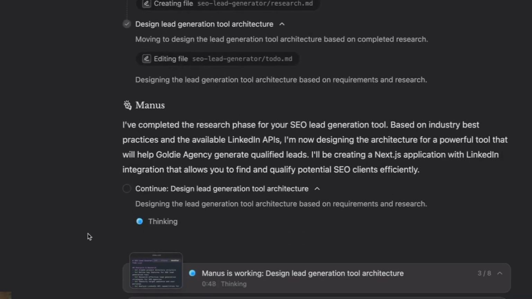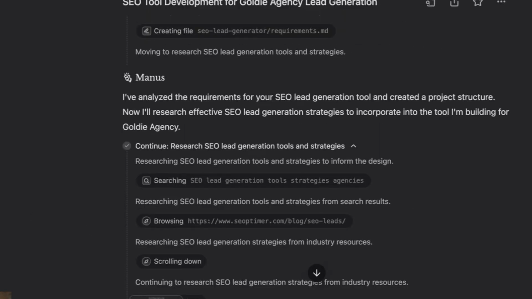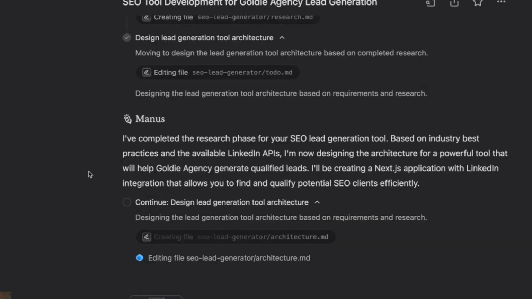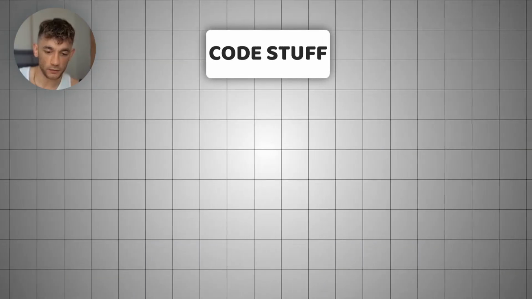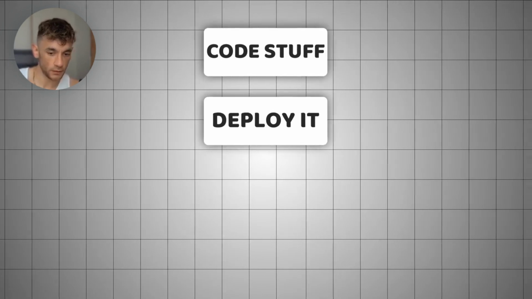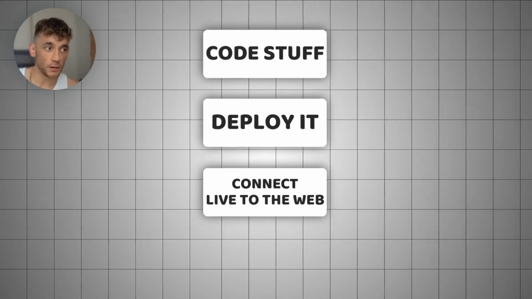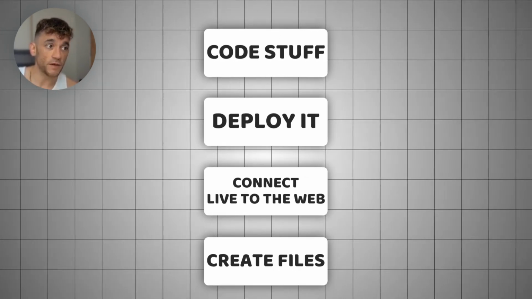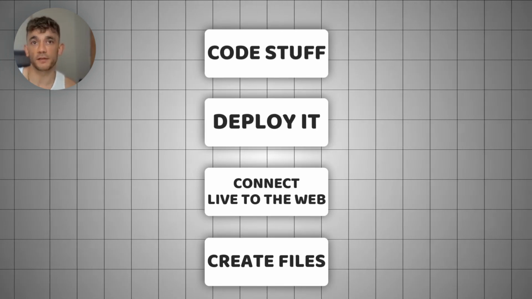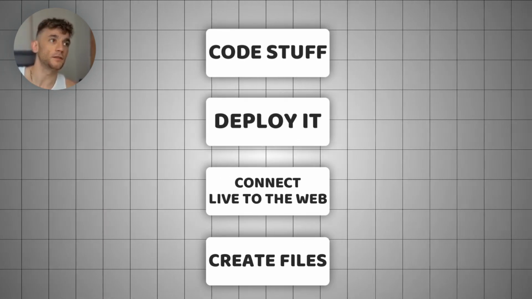actually does it. Like, what other AI tool on the planet do you know of that can do that? Right? Which tool on the planet do you know that can, number one, go off and code stuff. Number two, deploy it. Number three, connect live to the web. Number four, create files. And number five, give you something that's actually personalized to you and actually is useful, right?